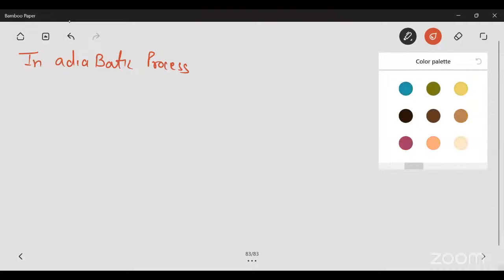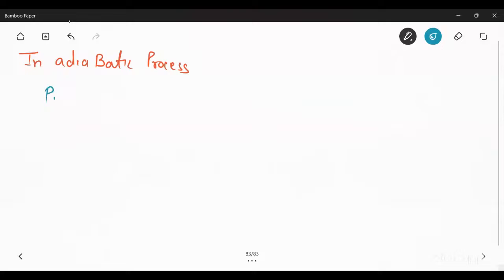it will happen that PV gamma is always constant. PV gamma is constant, or I can write it as P1 V1 gamma is equal to P2 V2 gamma. Okay.